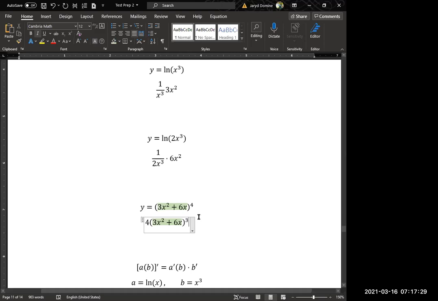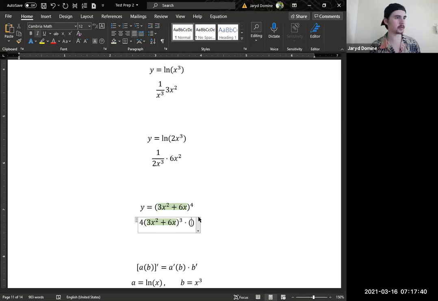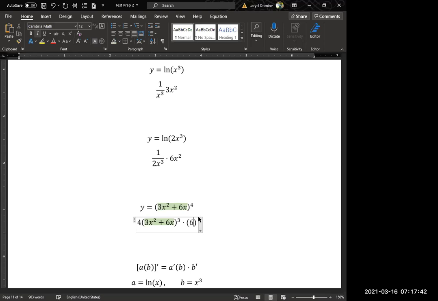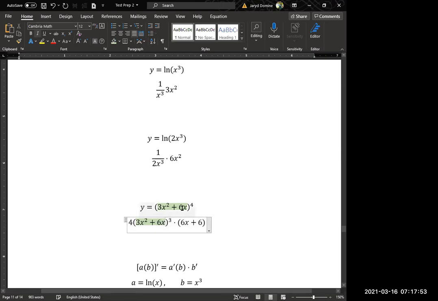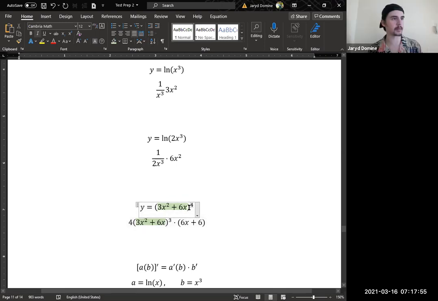And then to finish that, you have to multiply that by the derivative of the inside, right? Right. And what would that be? So it'd be 6x plus 6. Yeah, good, that's exactly right. So to do the outside derivative, you pretend this whole thing is one chunk, and then just do whatever you normally do with the 4th power.